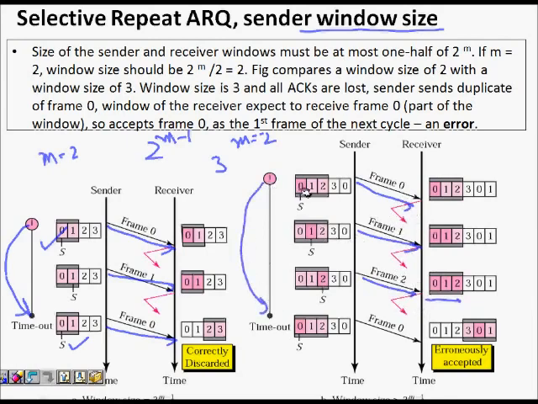A timeout occurs and I send frame 0 again. But now the receiver is expecting frame 0 as the next one in its window, so it gets confused and erroneously accepts this one, because of the cyclic nature of the sequence numbers. So the window size should be 2 to the power of m minus 1. So this is about selective repeat.